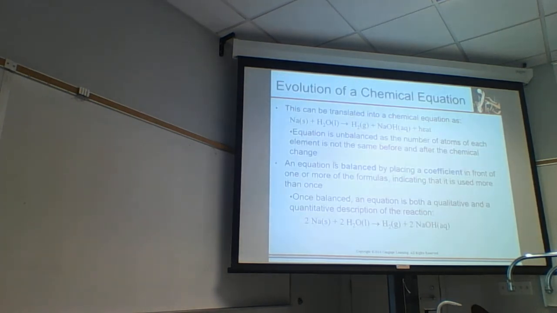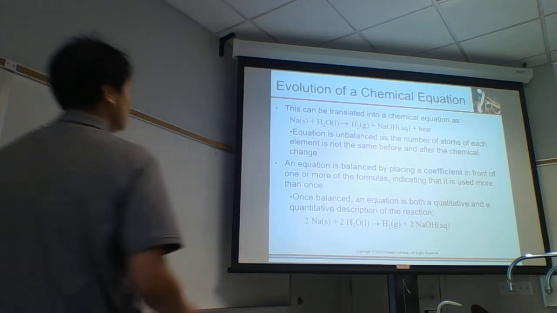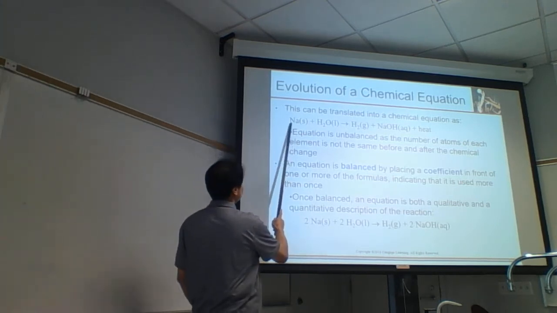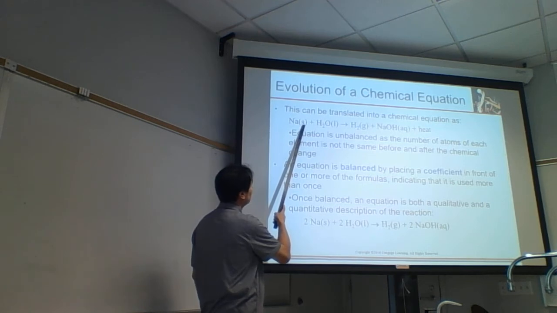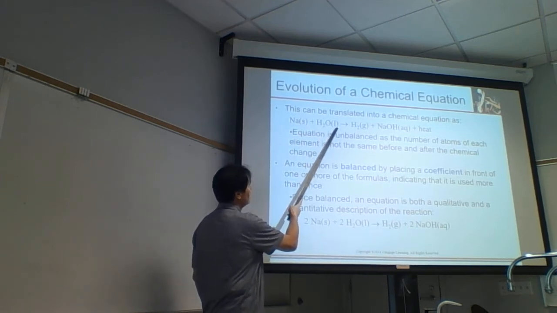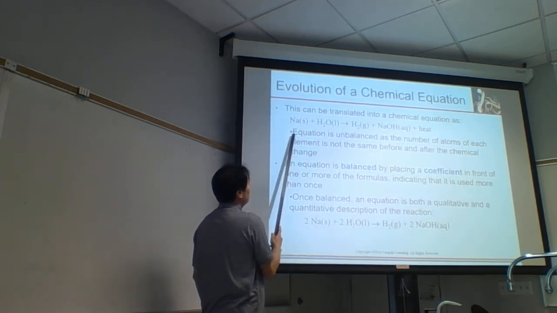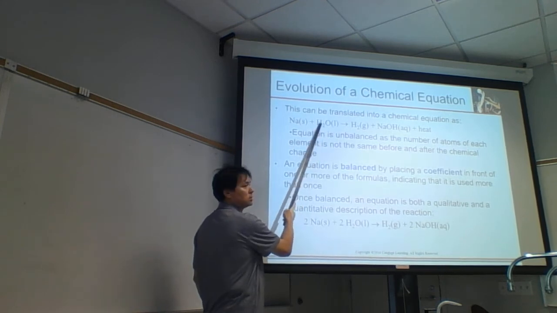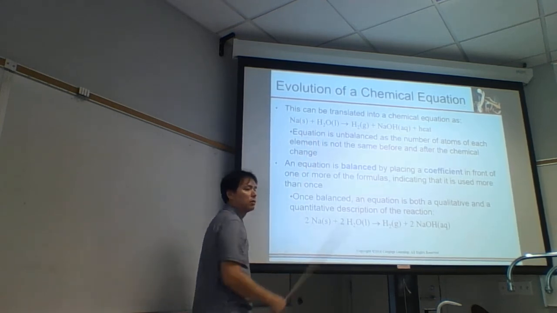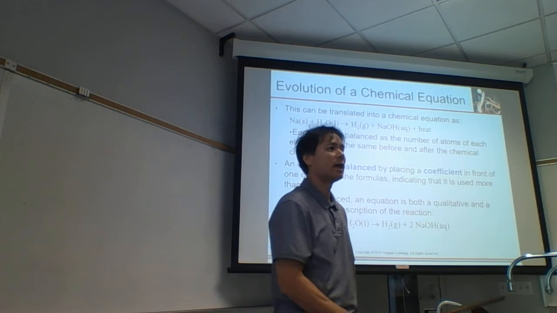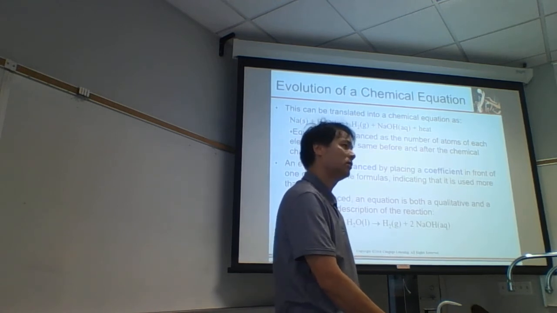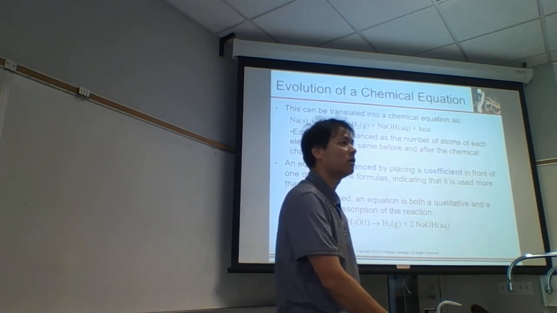This is the reaction. The sodium reacts with the water. So this is Na, S stands for solid. This is the H2O, H2O is a liquid. Now, if this were salt water, we'd represent it differently, as NaCl(aq). NaCl(aq) is salt water.